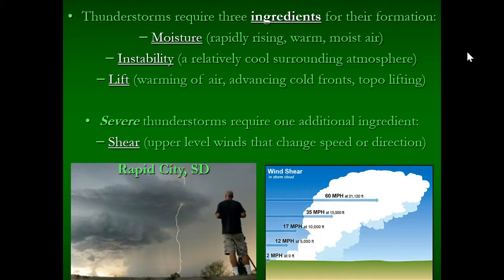the upper levels. So wind shear is kind of how the winds increase in speed as you get higher and higher in the atmosphere. And what that does is help tilt the storm forward and organize it so that the thunderstorm doesn't get cut off from its fuel, which is that rising warm moist air. Another beautiful picture of a thunderstorm with lightning here from that same area.